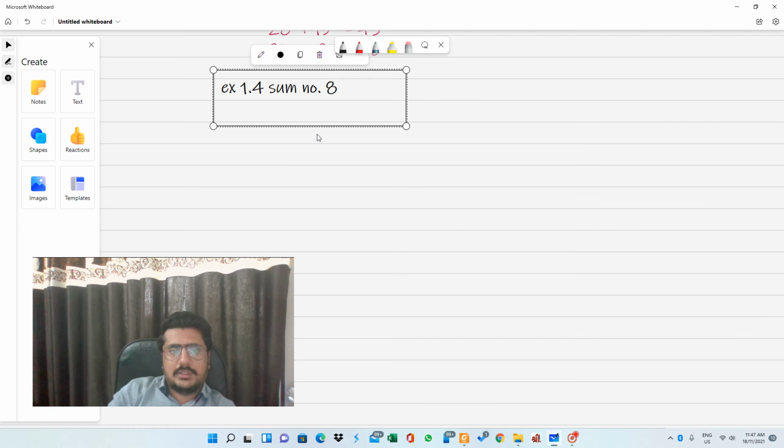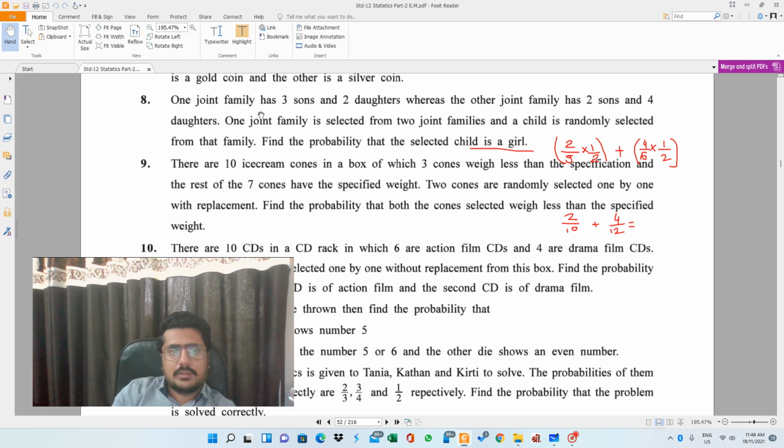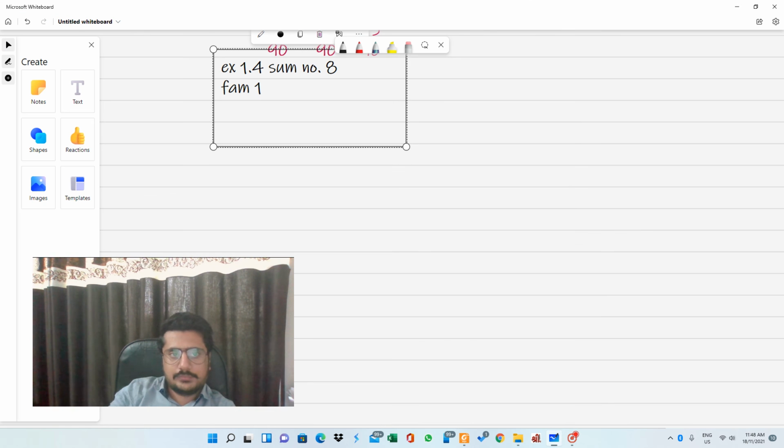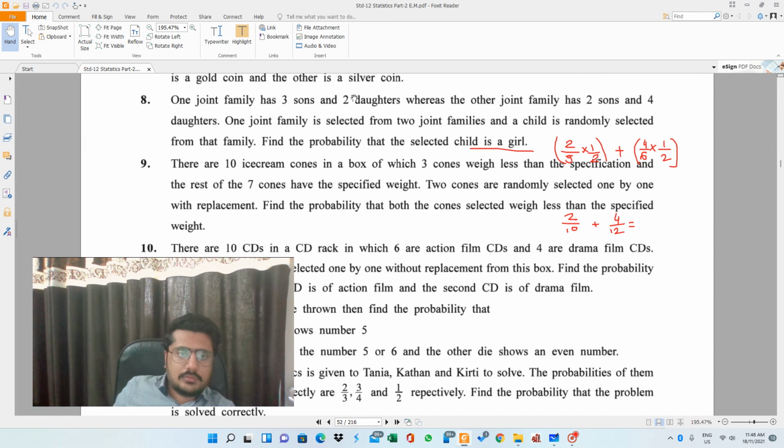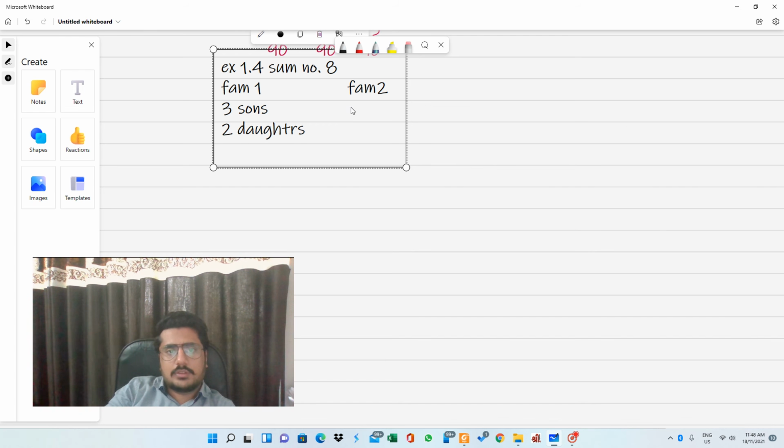So there are two families. Let me write the question. In family 1, there are three sons and two daughters. In family 2, there are two sons and four daughters.